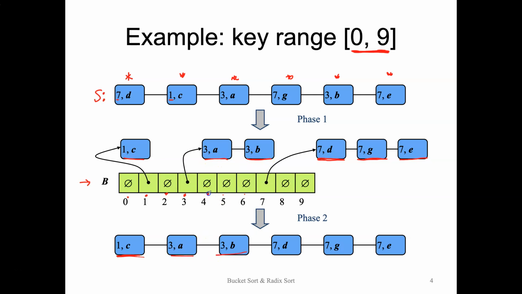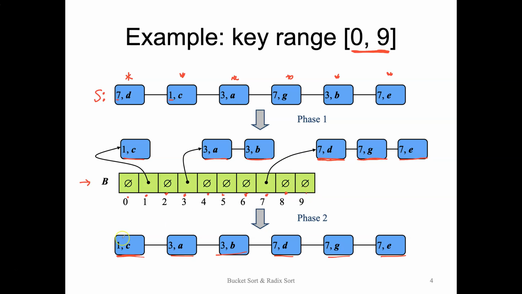And then we go to index 4, 5, and 6, but there's nothing there for us to process. We still have to check to make sure that there isn't anything there. Then we move to index 7, and one by one, from the beginning to the end, we take all of these elements and add them to the end of our now sorted sequence until we've gone through the entire array that we had created.